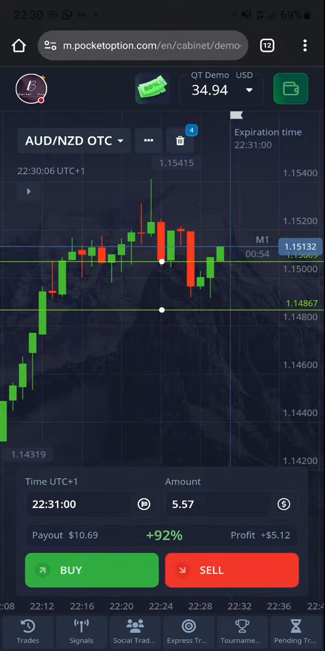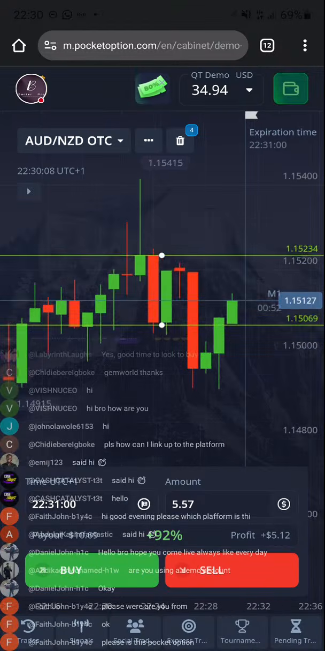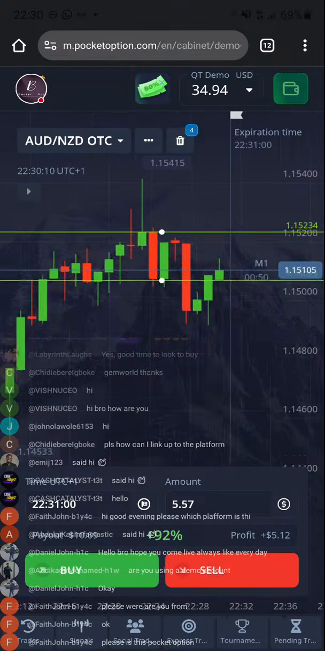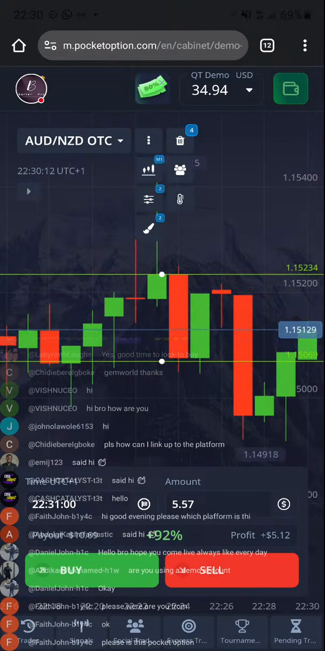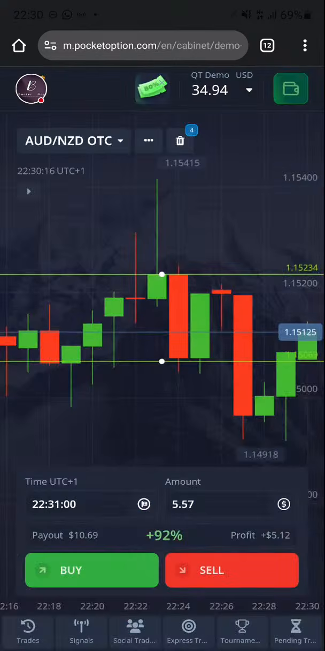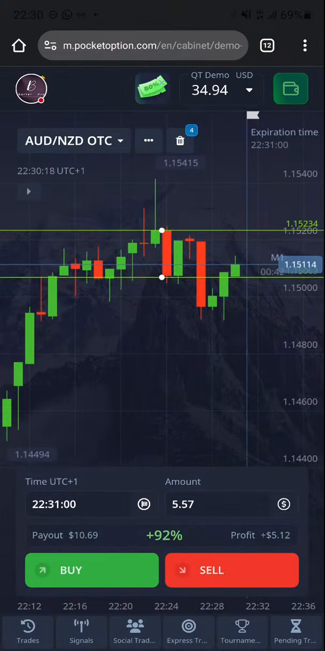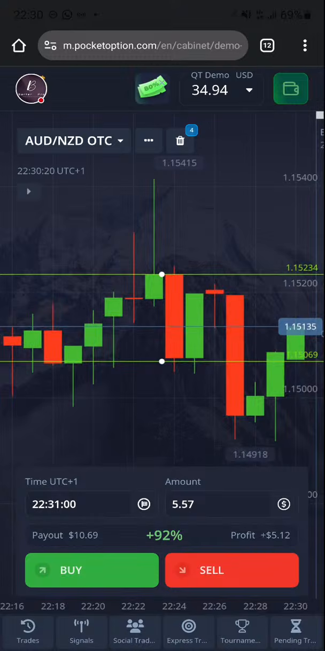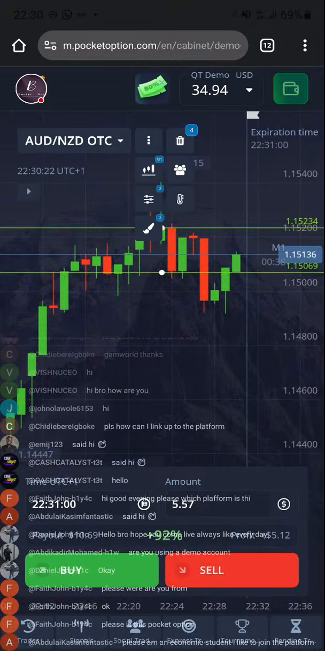You see, we have two ranges. This is a ranging market right here. And we have a doji. Oh, let me look at this. Please, is this Pocket Option? Yes, it's Pocket Option. Yes, look at this. We have a doji and we have a ranging market.